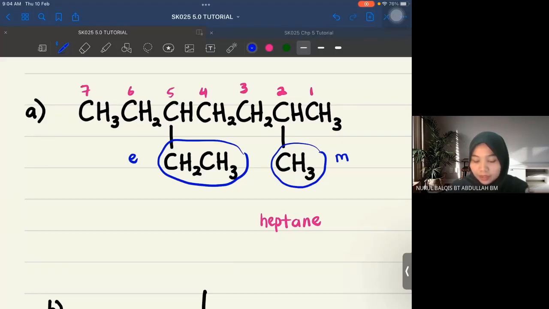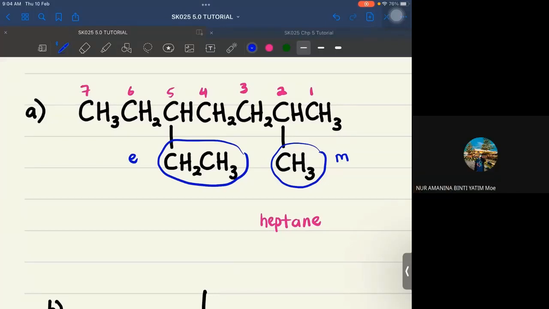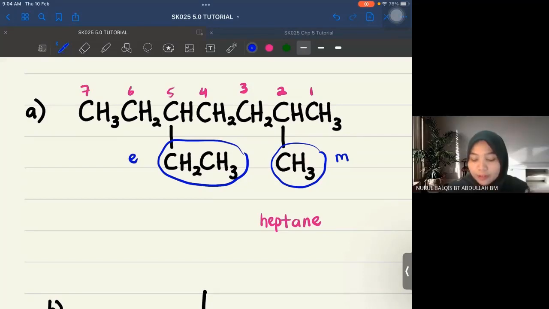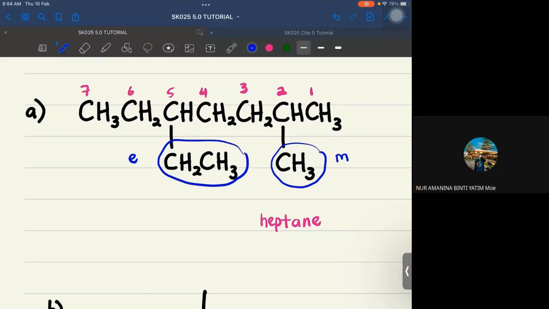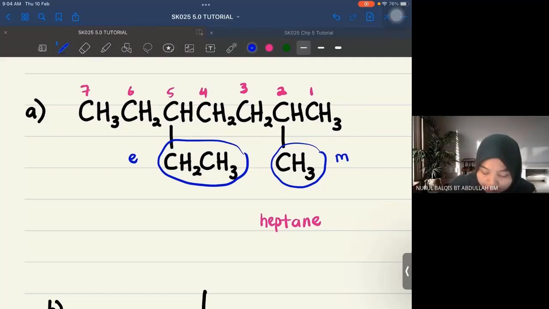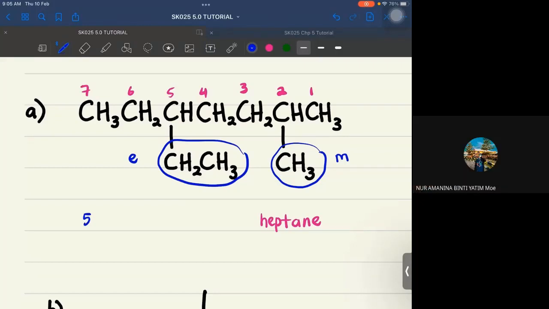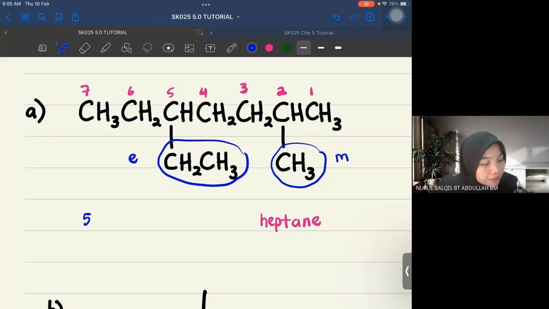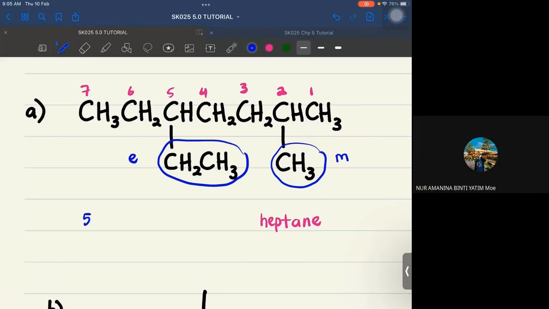Follow alphabet. So following the alphabet, who comes first, E or M? E. So how are you going to make this compound? What do we start with? 5 ethyl. In between 5 and ethyl, what do we have? Comma or hyphen? Hyphen.